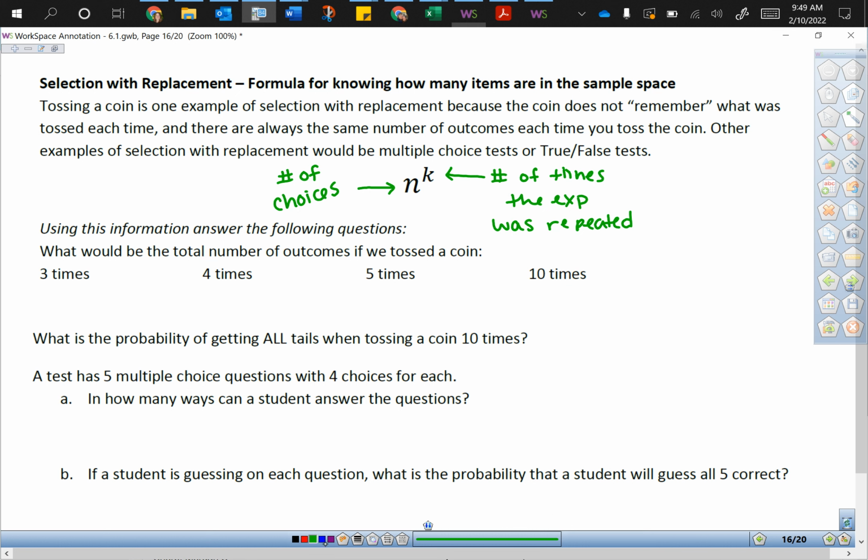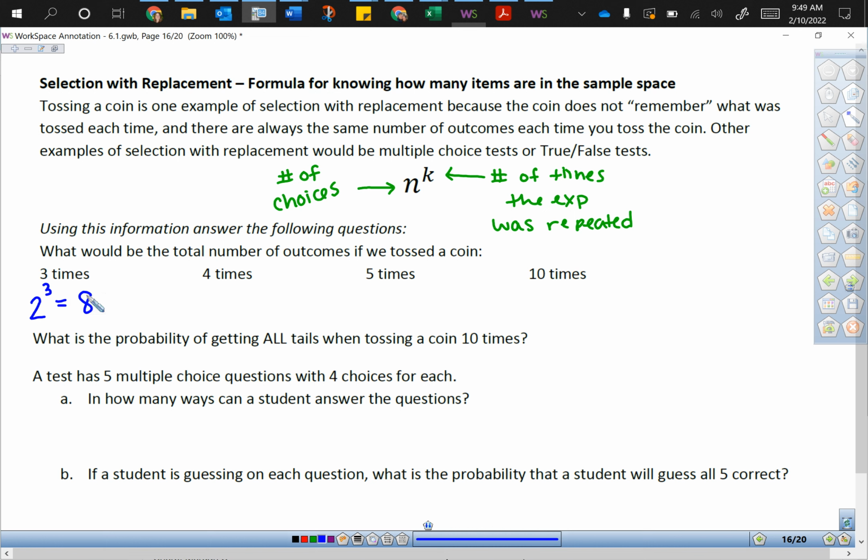What would be the total number of outcomes if we tossed a coin? If we tossed a coin, how many choices do we have? 2. We have heads or tails. Now, if we're going to toss it 3 times, what variable would that go in for? 3. So if we tossed a coin, which has 2 outcomes, 3 times, we're going to have 8 possible outcomes. The size of our sample space would be 8.